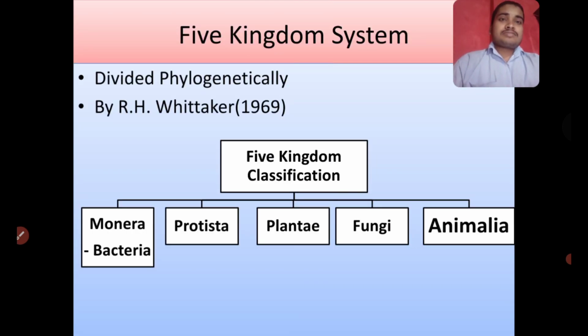Do you know the 5 kingdom classification? Yes. The 5 kingdom classification was given by R.H. Whittaker in 1969. And what is the basis of this 5 kingdom classification division? It was divided phylogenetically.